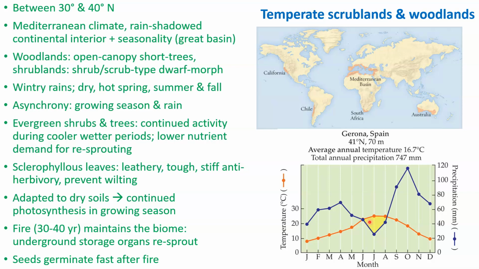So because of that, these evergreen shrubs and trees are able to continue their biological activities, their metabolic activities throughout seasons, during cold wet periods, as well as dry, hot periods.